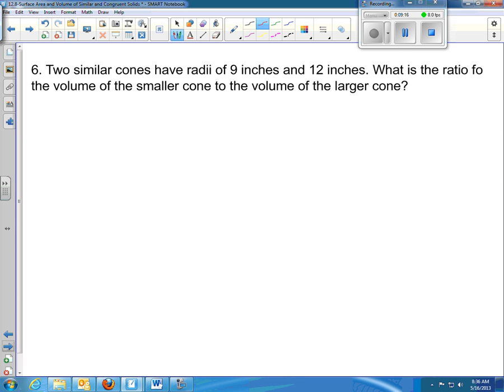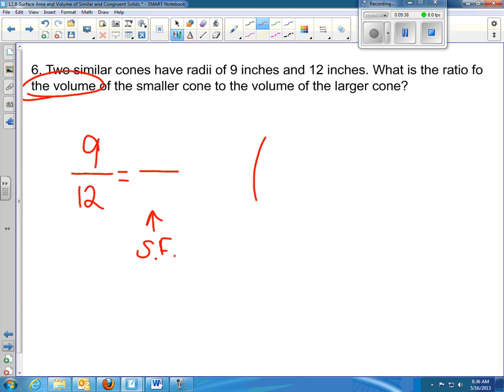All right, number 6 says two similar cones have radii of 9 inches and 12 inches. What's the ratio of the volume of the smaller cone to the volume of the larger cone? So again, start off with finding the scale factor. And I'm going to let you find this on your own. So reduce it as low as you can. And then it says for volume. So when you find your scale factor, remember volume is the scale factor cubed. And there you'll have your answer.